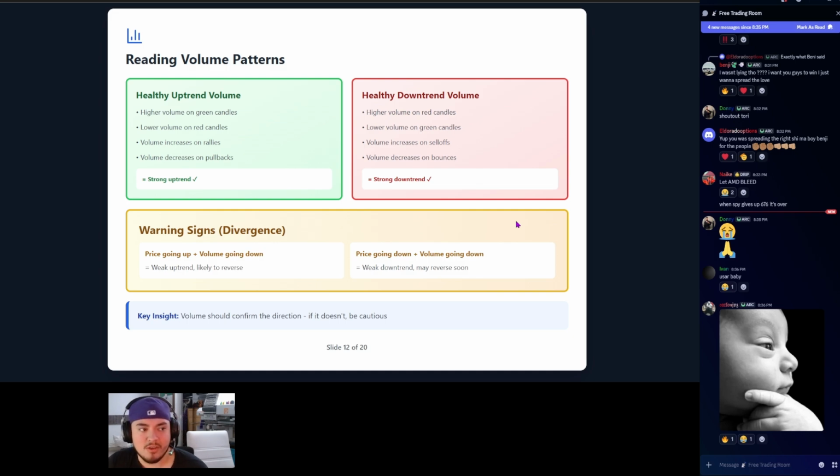Volume increasing on the rallies. On the way up, you'll slowly see the buying volume be bigger in each candle, showing you that the direction the stock has already chosen is going to continue, right? Volume decreases on the pullbacks. This shows you guys a strong uptrend, right? So vice versa, what are you looking for in a healthy downtrend volume? You're looking for high volume on the red candles, low volume on the green candles, volume increasing on sell-offs.